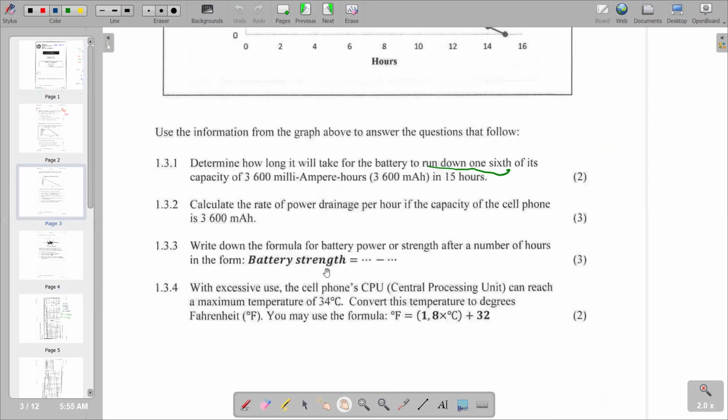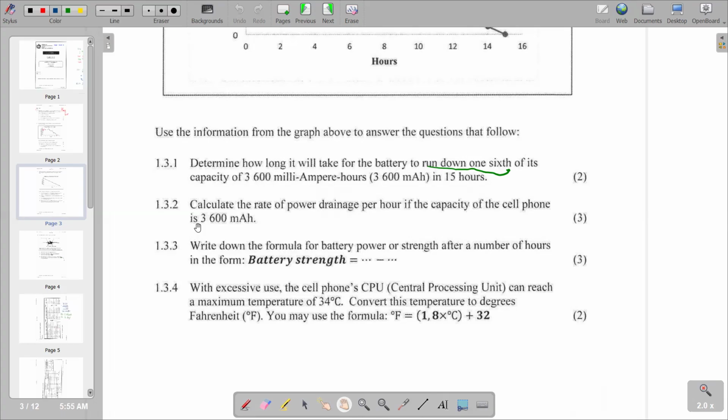Write down the formula for battery power or strength after a number of hours in the form: battery strength equals dash, minus, dash. So we can go to the information that we are given so that we can come up with a formula. Battery strength is the power that is still remaining in the battery. So we just remove the one that has been drained, and then we are left with battery strength.